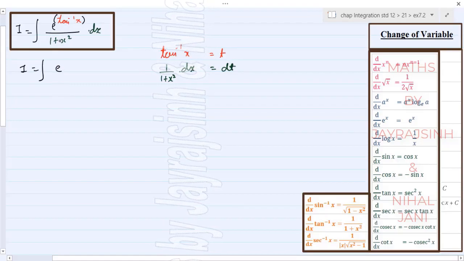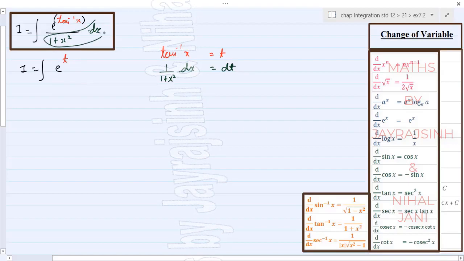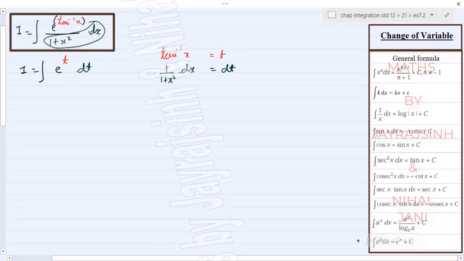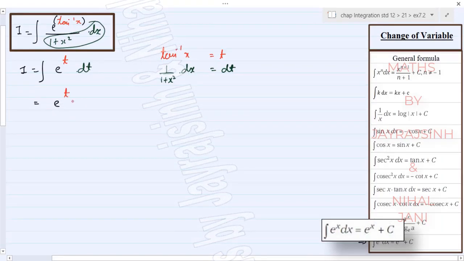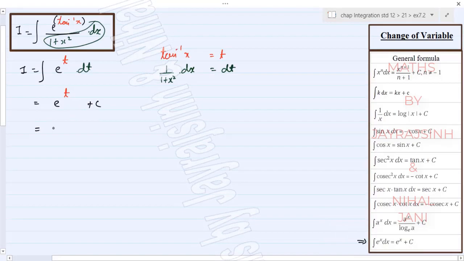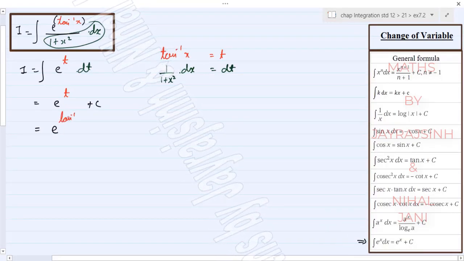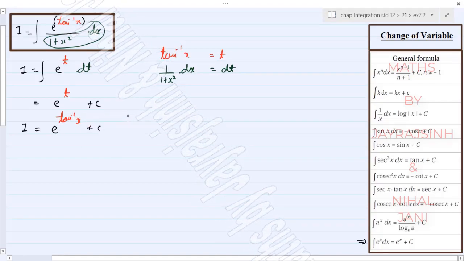Here e raised to tan inverse x will become e raised to t, and 1 upon 1 plus x square dot dx will become dt. Integration of e raised to t is simply e raised to t plus c. To get the final answer, just substitute the value of t, which is tan inverse x plus c. Ta-da!